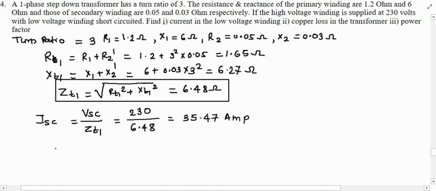Now we will neglect I0. If I0 is neglected, then I can write I1 is equal to I2 dash, which is equal to 35.47 ampere again. Why have we neglected I0? Because no data is given to calculate I0. Hence I have assumed that I1 is equal to I2 dash. So what is the current in the low voltage winding?